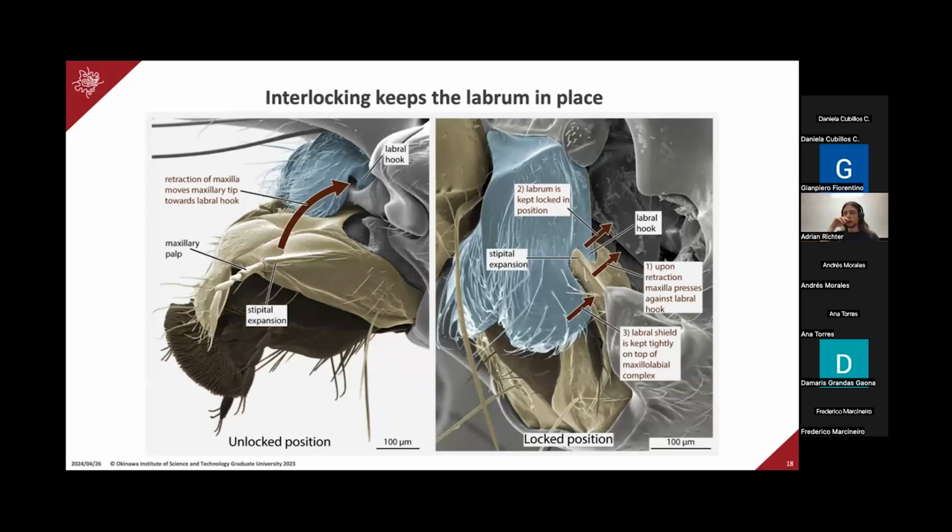Yeah, here's just another image of that. I just took that directly out of the paper that I'm writing right now. In the open condition, everything is kind of loose, but then you close your mouthparts, this projection of the maxilla presses against the labral hook and then keeps the whole labrum in position. And all of these soft, flexible, potentially vulnerable structures are now hidden behind the labrum.